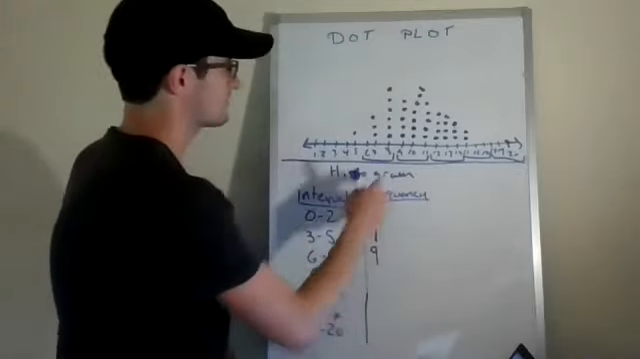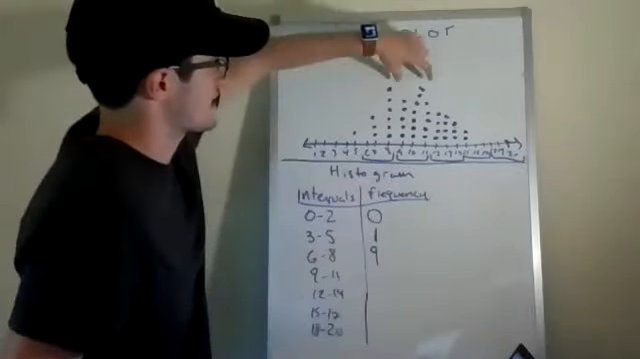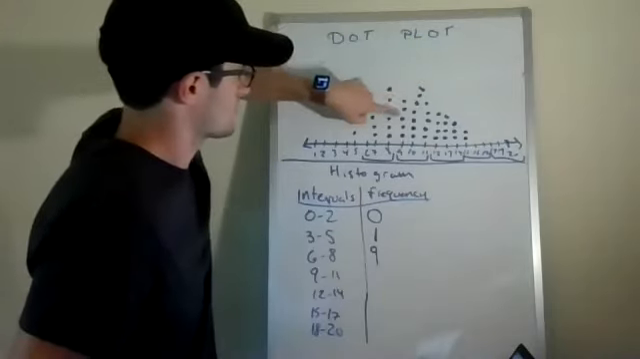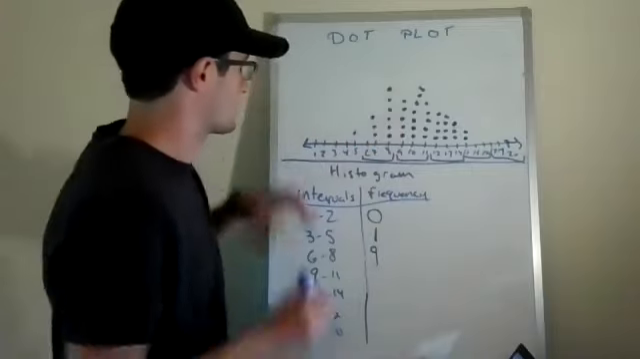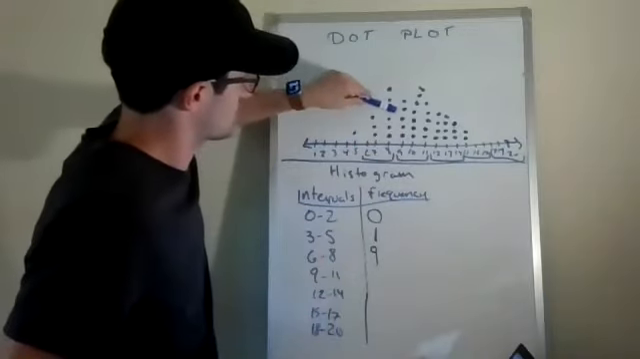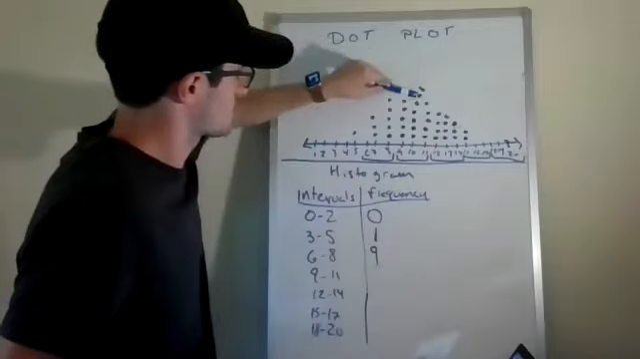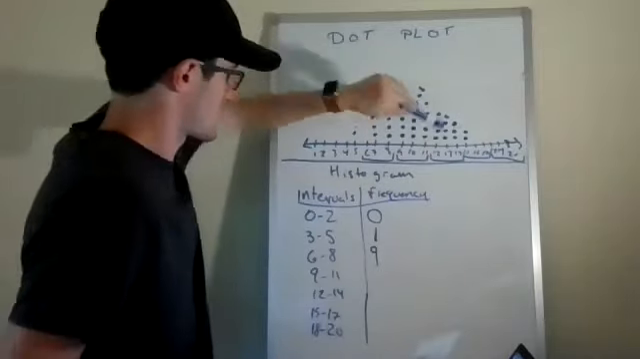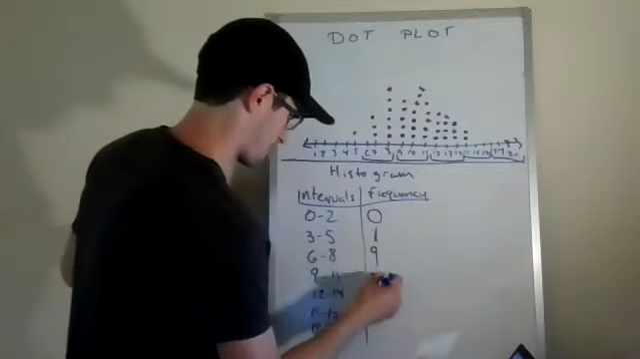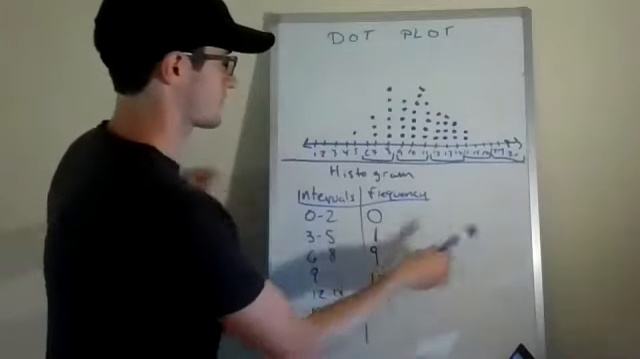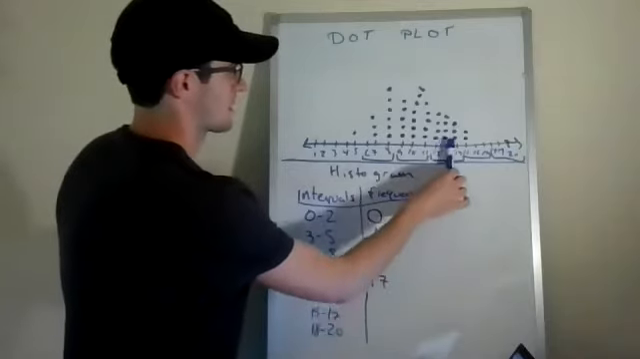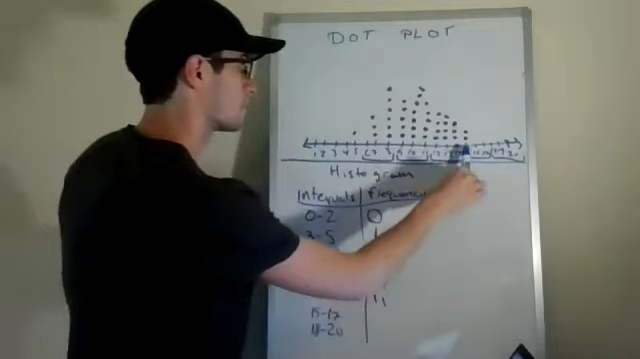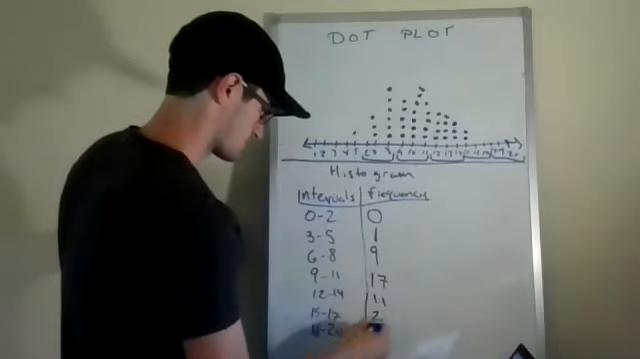So from 9 to 11, you gotta count all the dots in the 9 to 11 range. Okay, so 1, 2, 3, 4, 5, 6, 7, 8, 9, 10, 12, 13, 14, 15, 16, 17. All right, and then you do from the 12 to 14 range. 4, 8, 11, and then 2, and 0.